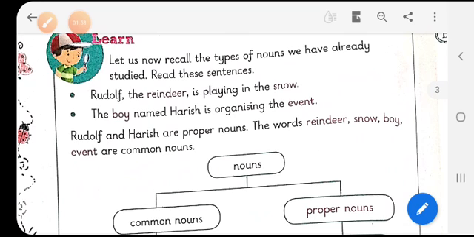Let us now recall the types of nouns we have already studied. Read these sentences. Rudolph the reindeer is playing in the snow. The boy named Harish is organizing the event. So, we have two sentences given here. Rudolph and Harish are proper nouns. The words reindeer, snow, boy, event are common nouns.